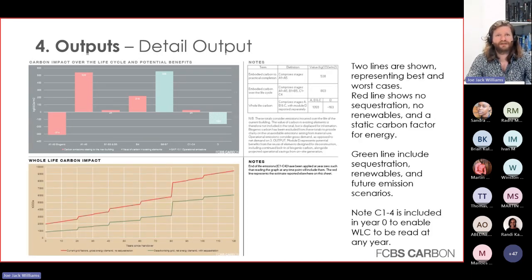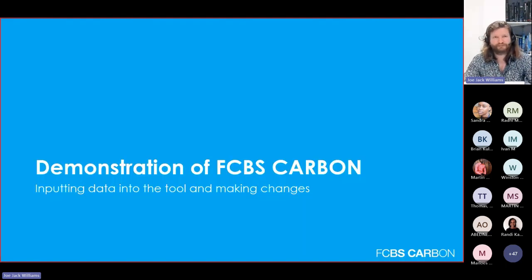And then the one on the bottom left here just tells you how that carbon is going to be emitted over the life of that building, the red line being a worst case and the green being a best case. So you can see it's going to be somewhere between it.